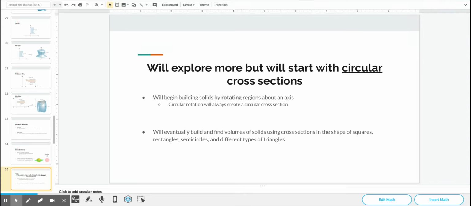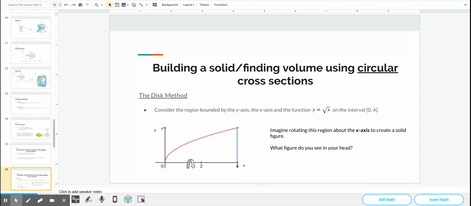But this whole idea is built off of those shapes. You have to be able to know and understand what a cross section is. But for us right now, we're going to start with circular cross sections. All right, so let's get into it. We're going to start with something called the disk method, right? And I'll explain why I'm calling it the disk method in just a slide or two here.